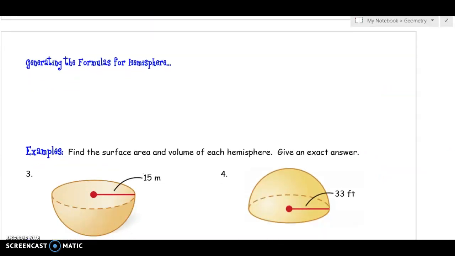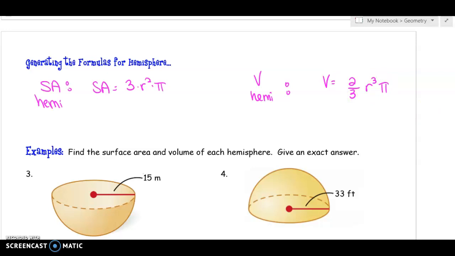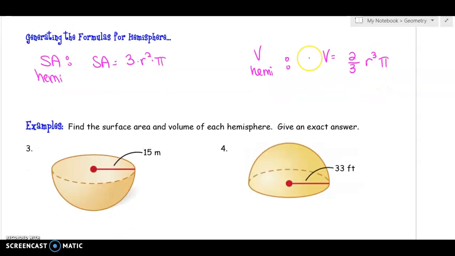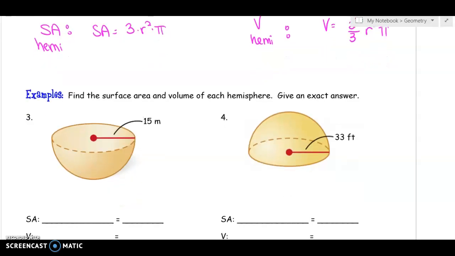Hemisphere, normally I'd walk you through how to generate it. We're not going to do that. We're just going to do the surface area of a hemisphere and the volume of a hemisphere. The surface area of a hemisphere is going to be 3 times radius squared times pi. The volume of a hemisphere will be 2/3 times radius cubed times pi. All right, so those are the formulas you would use for a hemisphere. So we'll do that with like number 3 and number 4, and then we will get to the review.